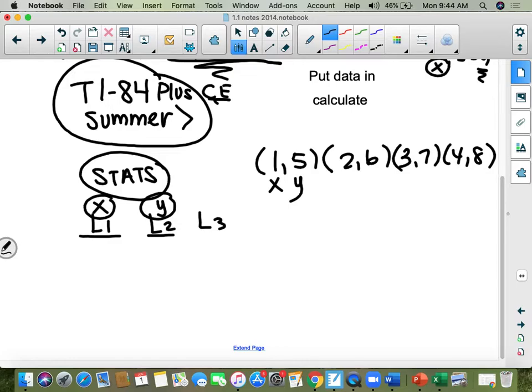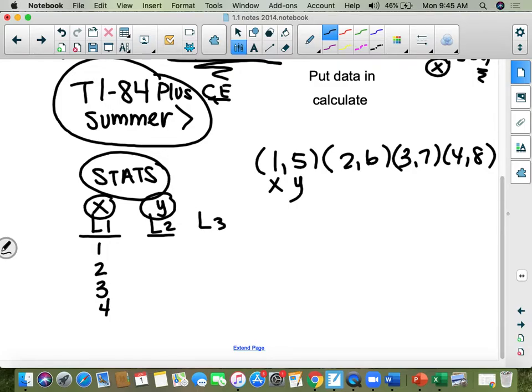So all you're going to do is you're just going to load into your calculator under list 1. You're going to load 1, enter, 2, enter, 3, enter, and 4, enter. So you load it under list 1, the X values. And then you're going to go up under L2 and load your Y values.